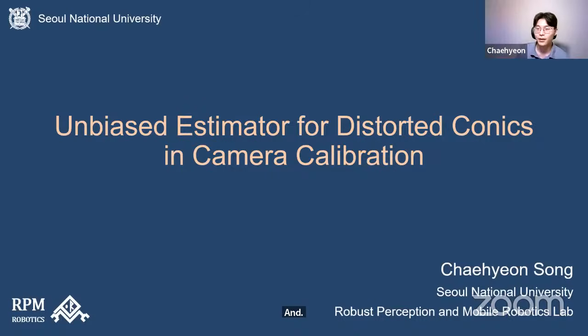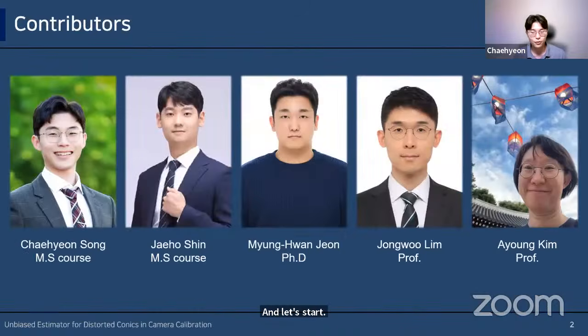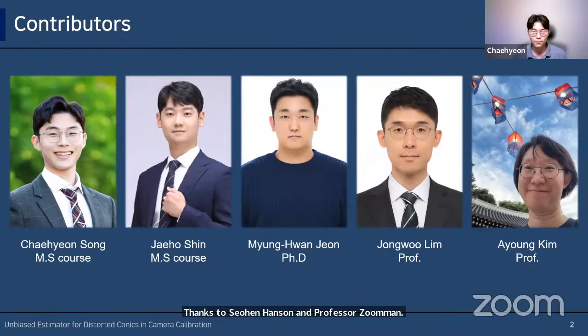Thank you. Thanks for attending my presentation, and thanks for inviting me to this great show. Today I will discuss camera calibration, especially the CVPR paper Unbiased Estimator for Distorted Conics in Camera Calibration. This paper is recognized for its value and received the maximum review score. Before getting started, I would like to introduce our contributors. Thanks to Jae-Ho Shin, Myung-Hwan Jeon, Professor Jong Lim and Professor An Kim, we could complete this work.